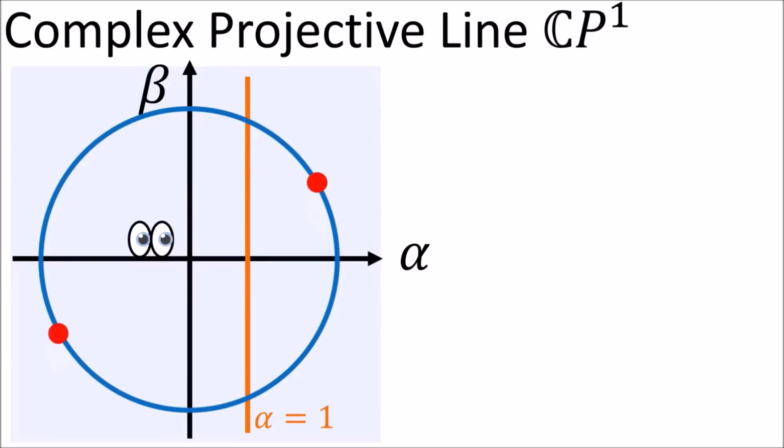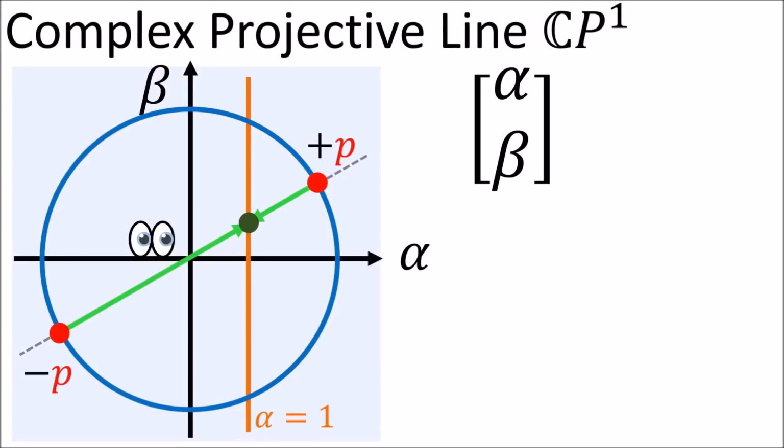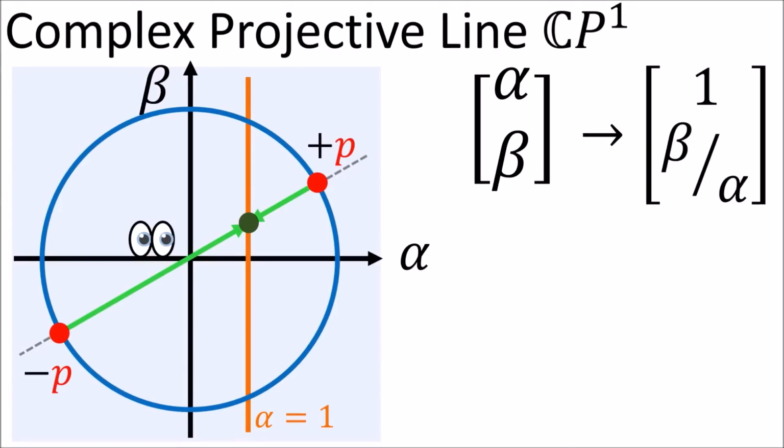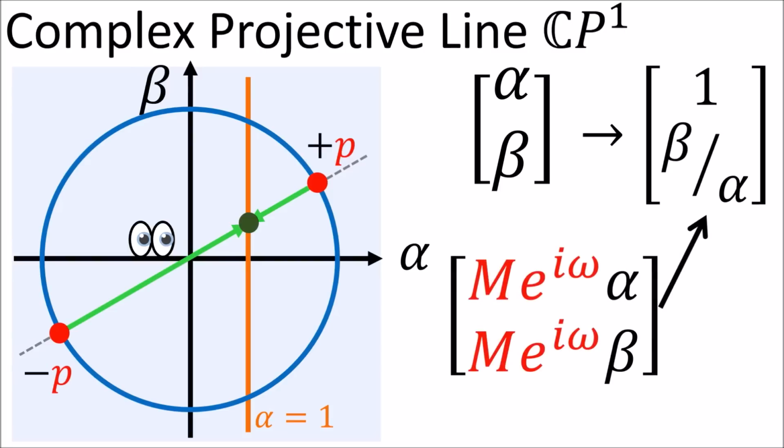After the projection, we can no longer tell the difference between the positive version of a point and the negative version of a point, because they both have the exact same beta over alpha ratio. In fact, we can't tell the difference between any two points scaled by an overall amplitude and complex phase, because these also go away when we take the ratio beta over alpha.